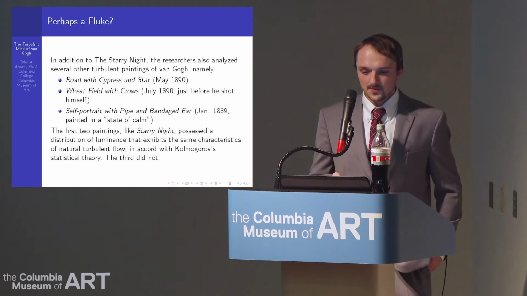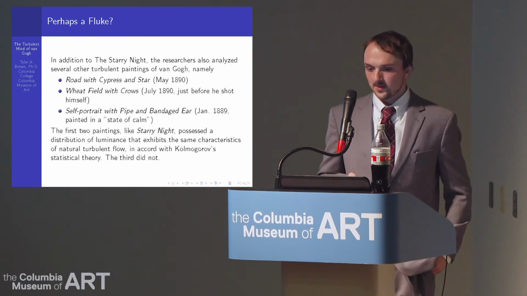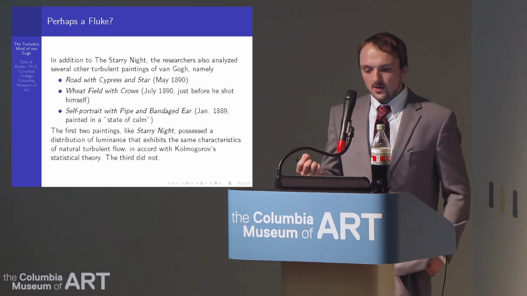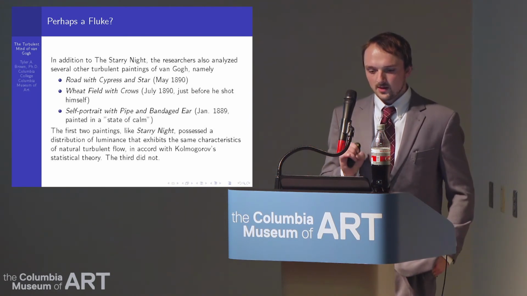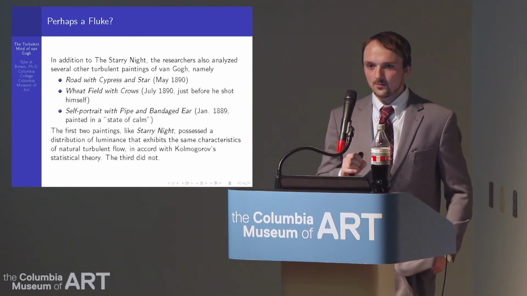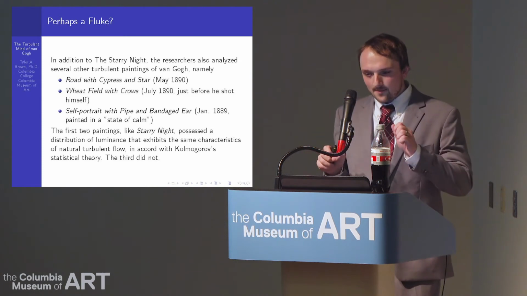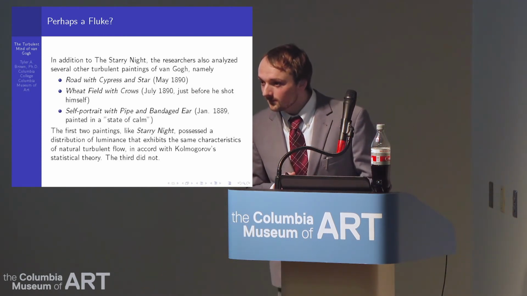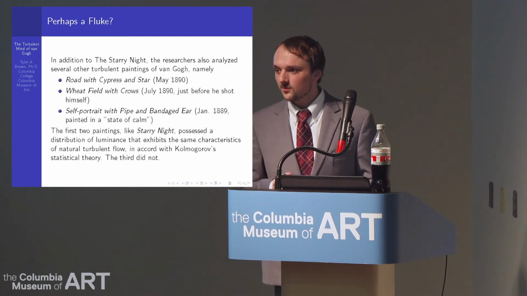The interesting thing is when his madness was at its worst, he painted Road with Cypress and Star and Wheatfield with Crows. In a particular state of calm, as he wrote to his siblings, he painted the Self-Portrait with Pipe and Bandaged Ear. So when he was calm and feeling less out there, he was, what? He wasn't outdoors either. He was indoors, painting the self.